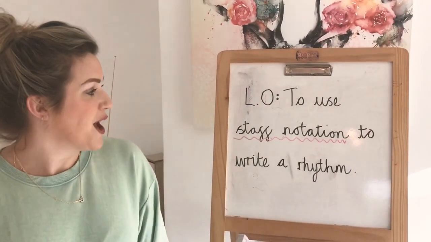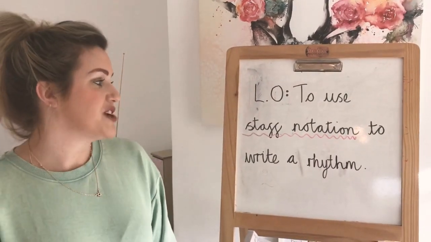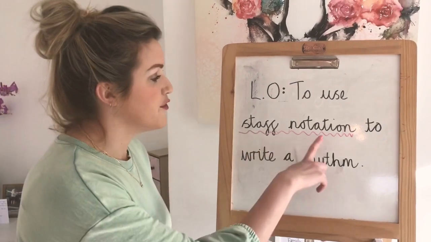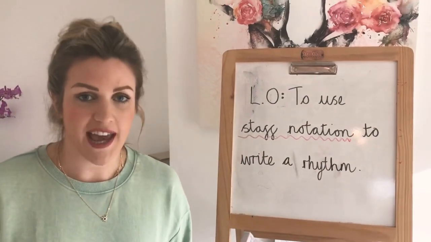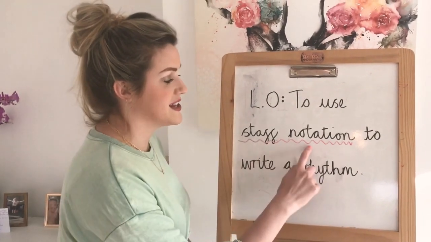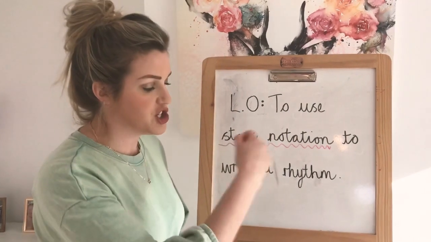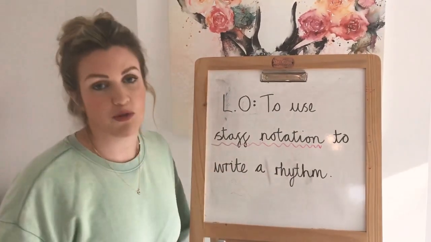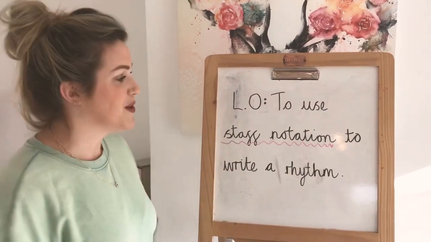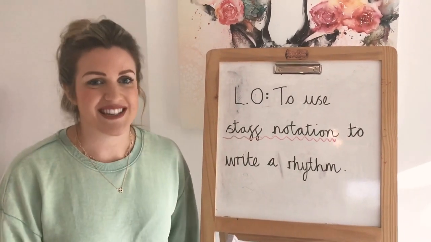This is Friday afternoon's music lesson, and the learning objective is to use staff notation to write a rhythm. Now, don't panic. All this means is to draw the notes, draw the right shape, and know whether to colour them in or not. That's all it means. So we're using notes to write rhythms in music today.